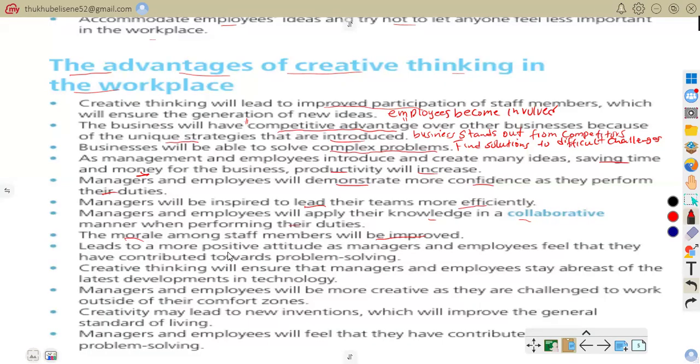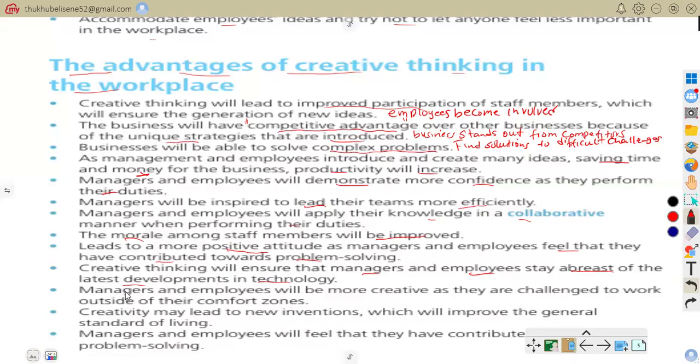It leads to a more positive attitude as managers and employees feel that they have contributed towards problem solving. So it creates a positive attitude. Employees feel proud of their contribution. For example, staff celebrate solving a problem. That is that. Creative thinking will ensure that managers and employees stay abreast of the latest developments in technology. So it keeps the business updated with technology, encouraging the use of modern tools.